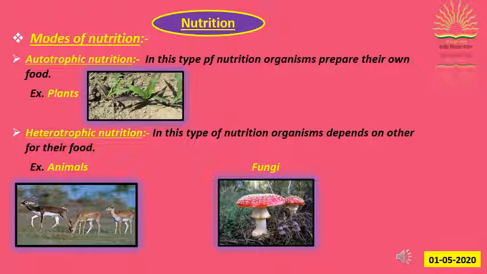Here is the definition of autotrophic nutrition. In this type of nutrition, organisms prepare their own food, for example plants. And the second one is heterotrophic nutrition. In this type of nutrition, organisms depend on others for their food, for example animals and fungi. Now next we will discuss the autotrophic mode of nutrition.